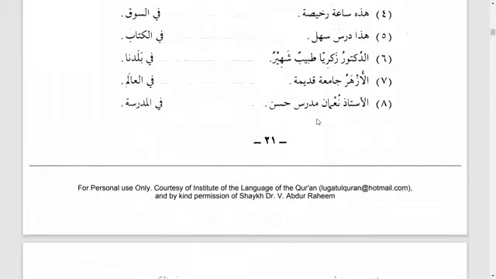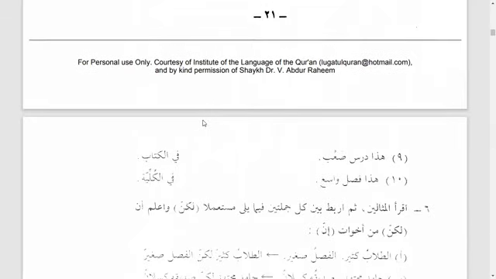Okay. الأستاذ نعمان أحسن مدرس في المدرسة. Okay, is the best teacher, I should say, in our school. Now it says هذا درس صعب.